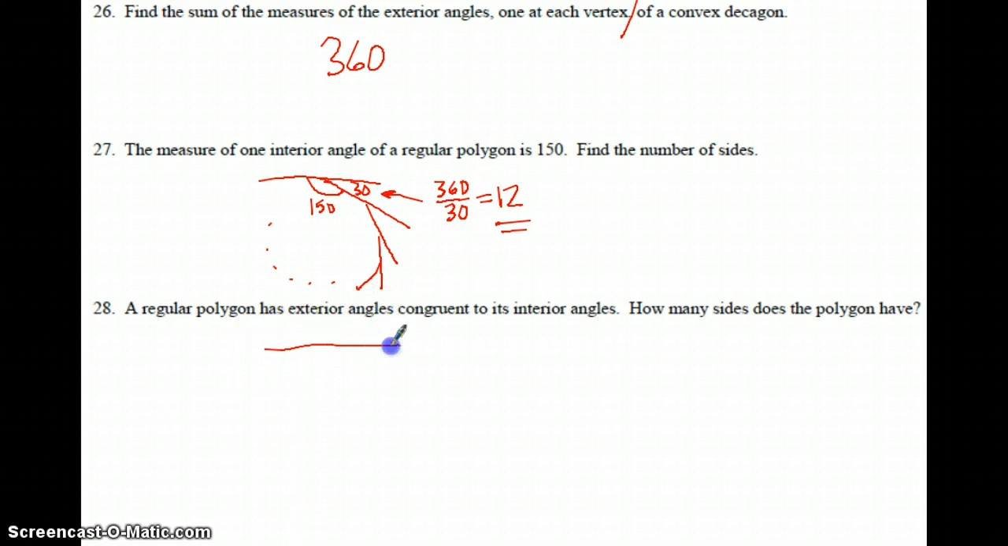Regular polygon has exterior angles congruent to its interior. Oh my gosh. Well, the exteriors and the interiors have to be supplementary. So I've got supplementary angles here that are congruent. Guess what size they are? They've got to be 90.